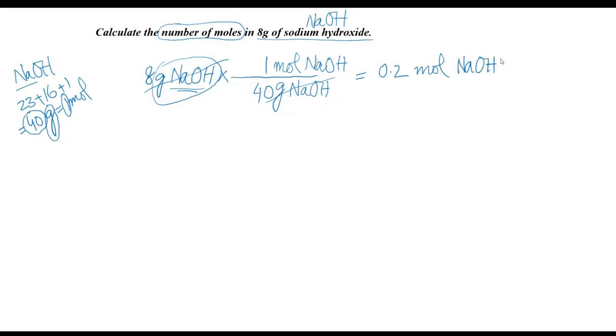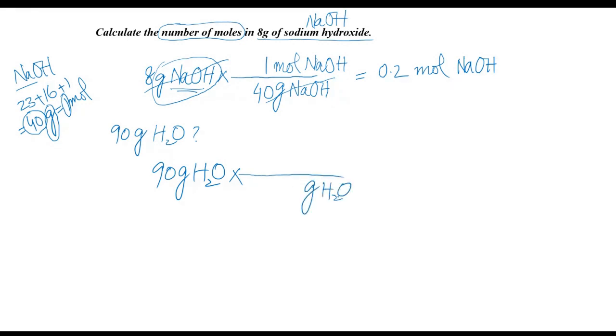Another example. How many moles are present in 90 gram of water? Calculate the number of moles in 90 grams of water. How can you calculate? What is given? 90 grams of water. Multiply, divide. Now gram of water is given, so it goes down, and mole of water you have to calculate. 18 goes with gram, and 1 with mole.